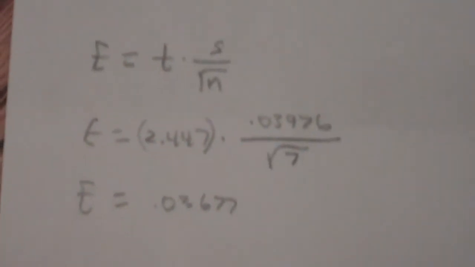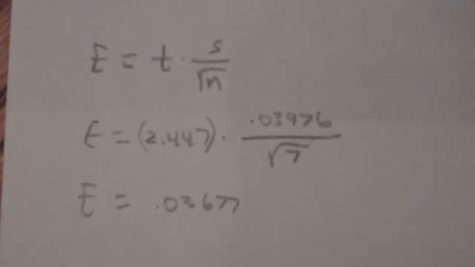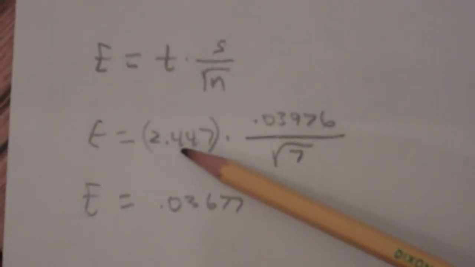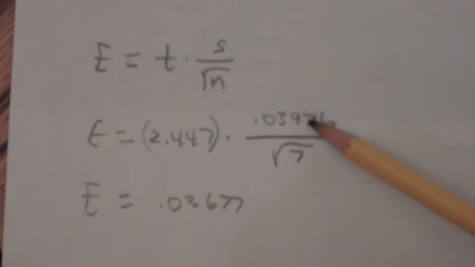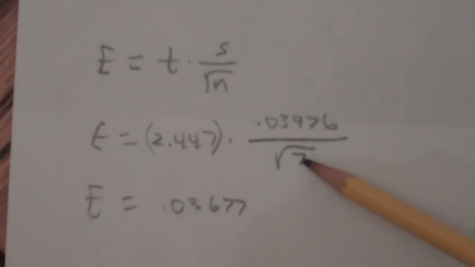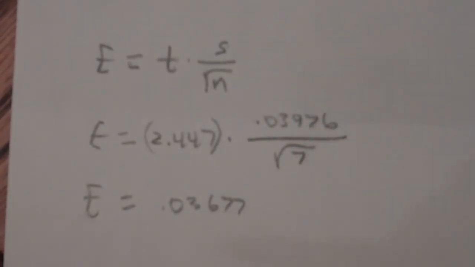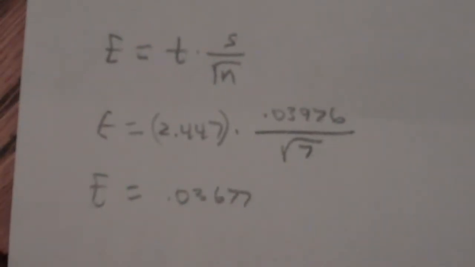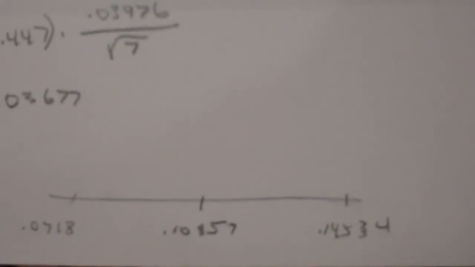Okay, so here's our formula. 2.447 off the table. Here's our standard deviation divided by the square root of 7, our sample size, and when you do all the computation, you end up with 0.03677. So that's basically how much we're going to add and subtract to the mean, or the middle.